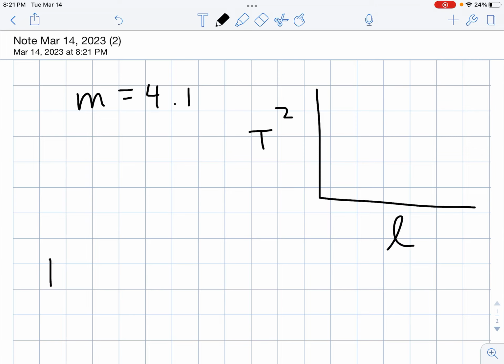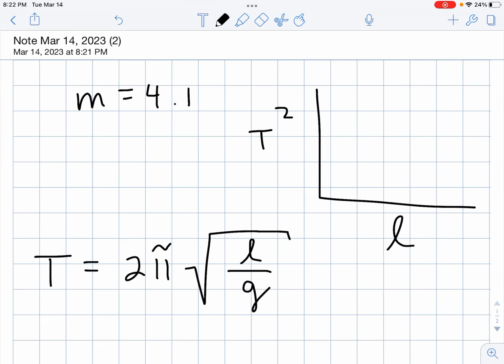So the physics equation relevant to this situation is T equals 2 pi times the square root of string length over field strength G. This is true for all pendulums. Notice mass does not have an effect on the period at all. It's purely based on the string length and the gravitational field. Well, this graph over here is T squared versus L. So we're going to manipulate this equation so we get T squared.